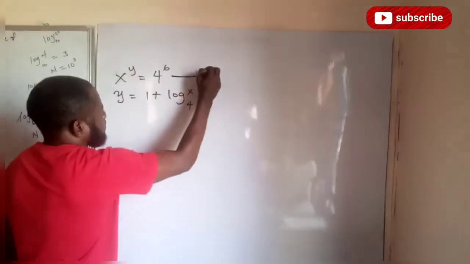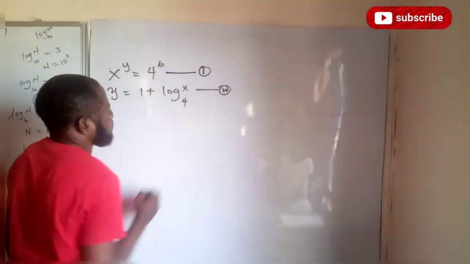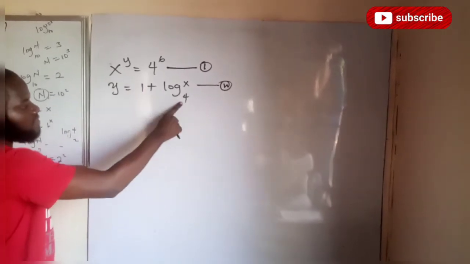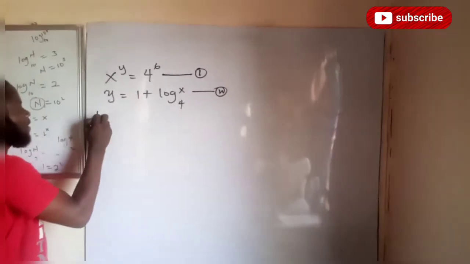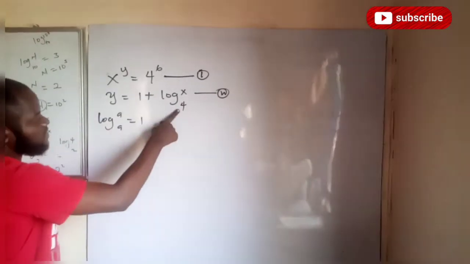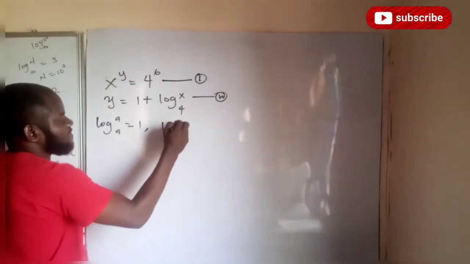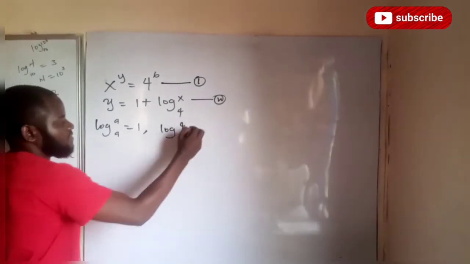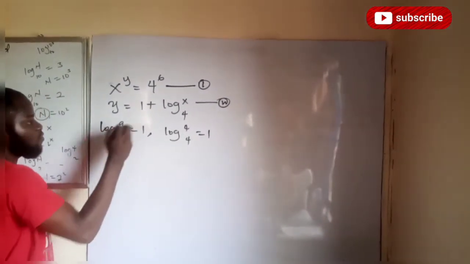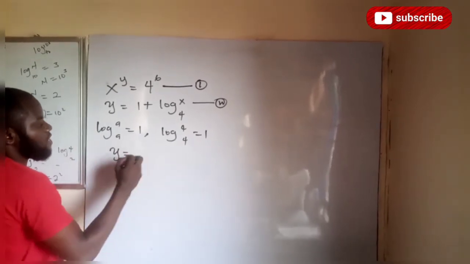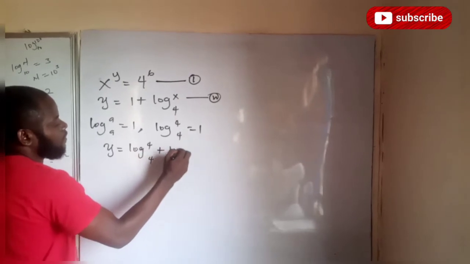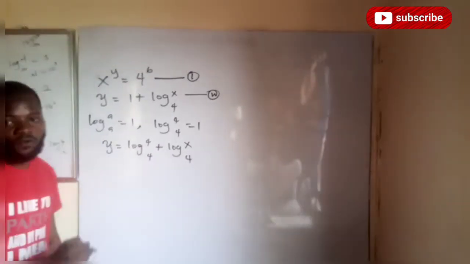Okay, let's call this equation 1 and I'll call this equation 2. So I'll start from equation 2. Since this is log in base 4, remember log a in base a is 1. So if this log is in base 4, I can write the 1 as log 4 in base 4. This is also 1. So I'll use this to rewrite this one. So equation 2 becomes y equal log 4 in base 4 plus log x in base 4.